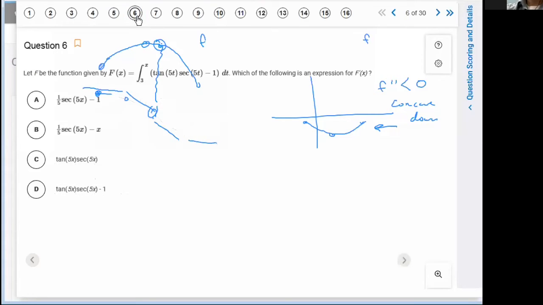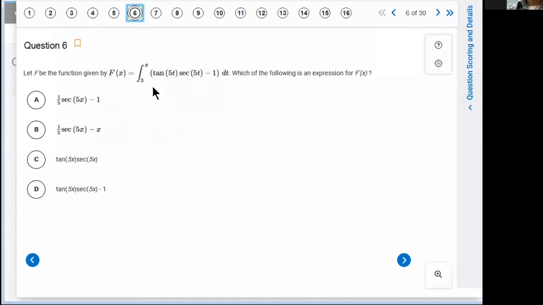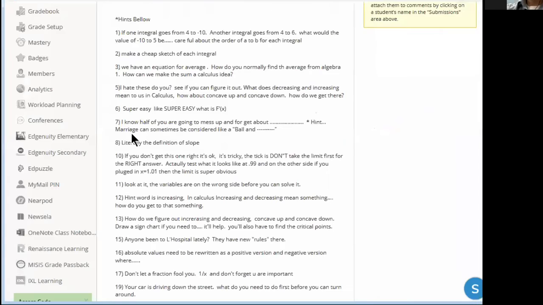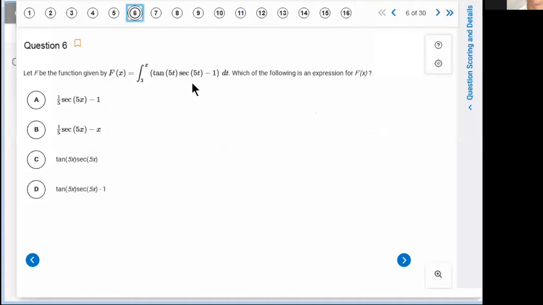Okay, let's do the next one. Now this one looks hard. It looks like, oh my gosh, Mr. Ko, why do you hate us so much? And what did I write in my comments here for this question? This was number 6. I wrote super easy. What's f prime? Isn't it just fundamental theorem of calculus? Yes, it is. Thank you for remembering that. It's like the easiest one in the world.